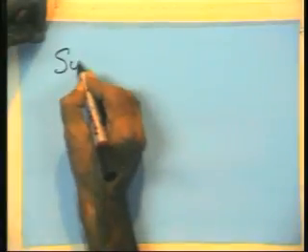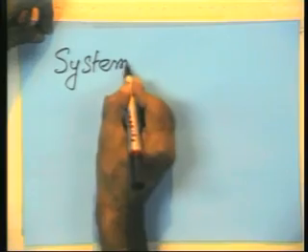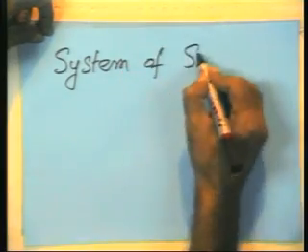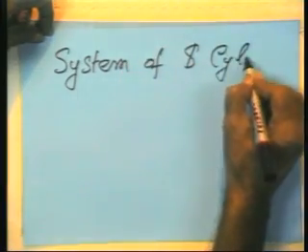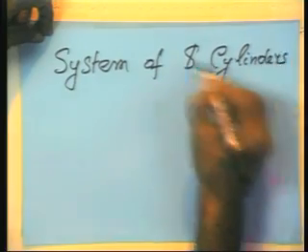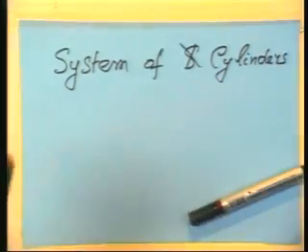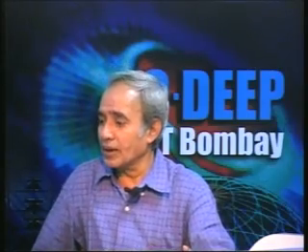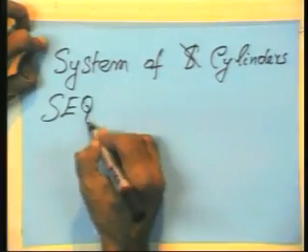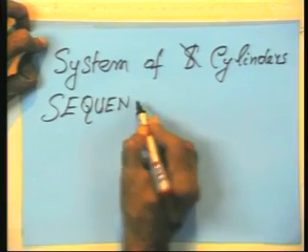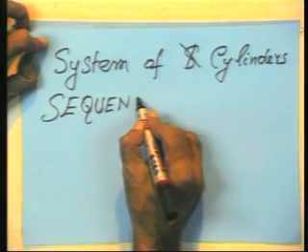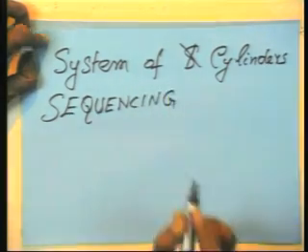Now, when you have a system of cylinders working, this is a typical one, both in pneumatics and hydraulics. You have a machine where you have a number of pneumatic cylinders. This moves first. When that has completed, the next one moves. This is known as sequencing. You have to sequence them in a particular fashion.